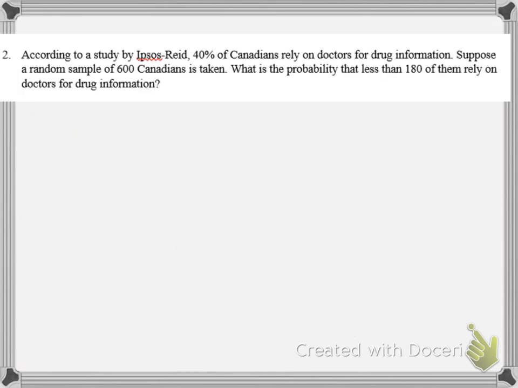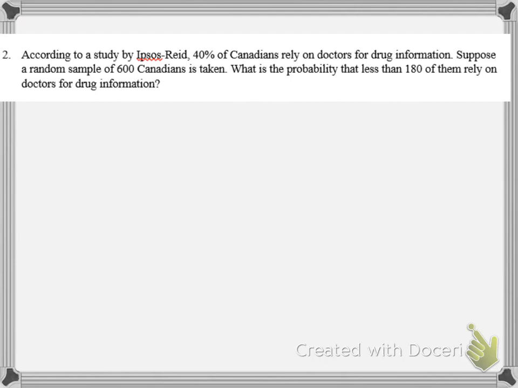Let's do another example. Example 2. According to a study by Ipsos Reid, 40% of Canadians rely on doctors for drug information. Suppose a random sample of 600 Canadians is taken. What is the probability that less than 180 of them rely on doctors for drug information?